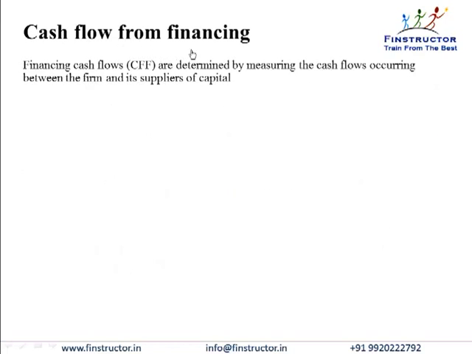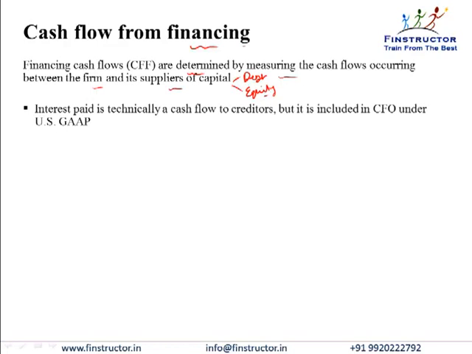The last remaining category is cash flow from financing. So financing cash flows are determined by measuring the cash exchanges occurring between the firm and its suppliers of capital, namely, or rather broadly speaking, debt holders and equity holders. Now in calculating cash flow from financing, just be careful that interest paid is technically speaking a cash flow to debt holders, but in US GAAP it is included under cash flow from operations, and we said earlier that unless otherwise specified, we will assume interest paid is a cash flow from operations.